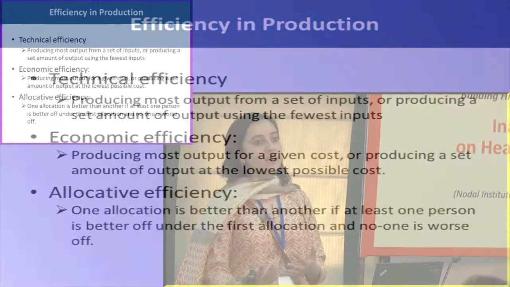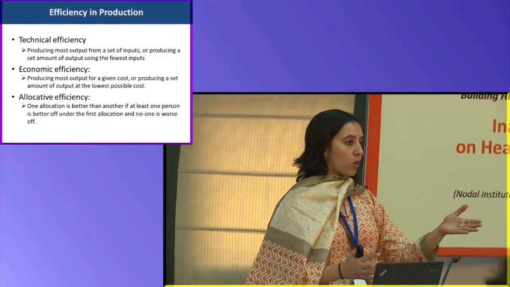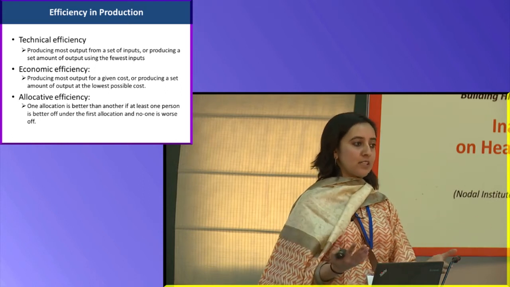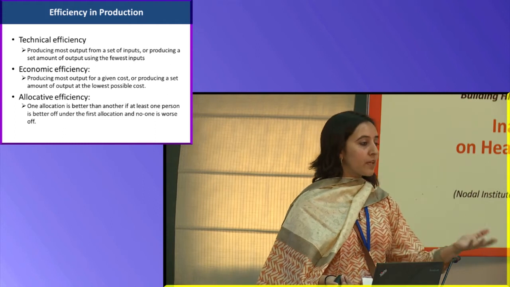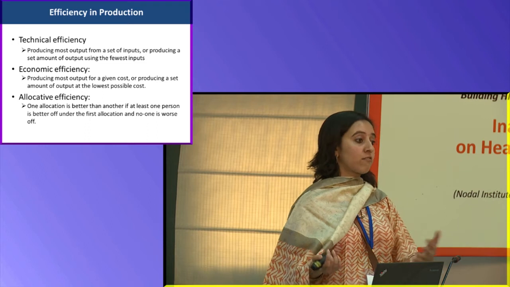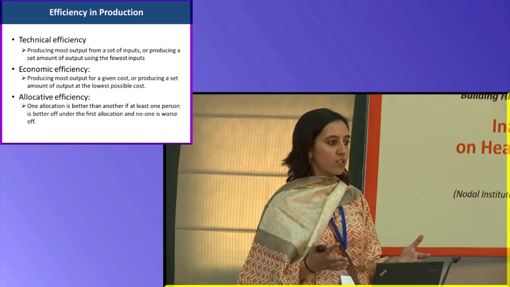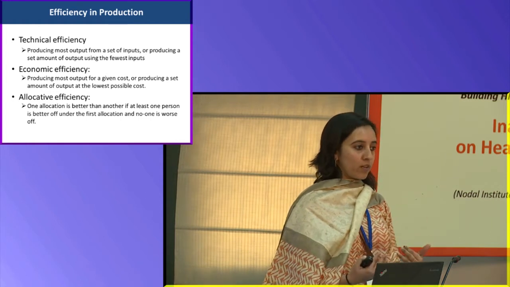So imagine a primary healthcare center where you know that if you have one doctor and three nurses, you can give 20 consultations in an OPD clinic. But let's say in this PHC you actually find that they've hired three doctors and five nurses. So we know that somewhere this is an inefficient allocation of resources. They've got more people doing less amount of work, right?